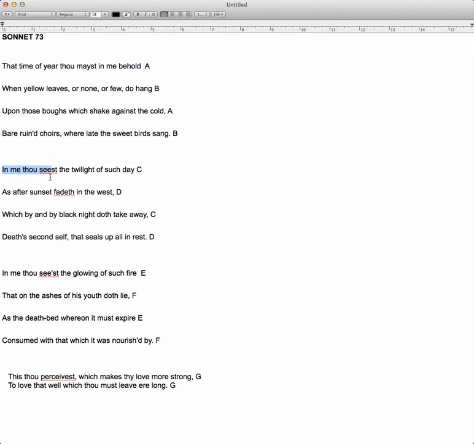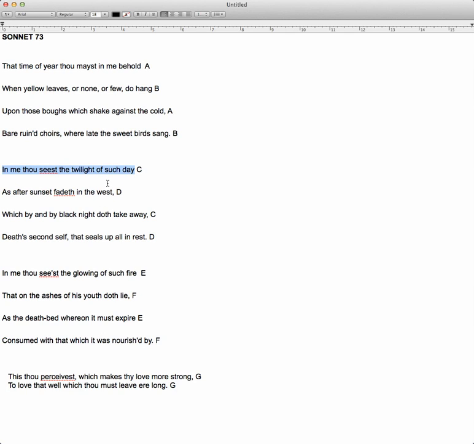Let's look at now the second quatrain. In me thou seest the twilight of such day, as after sunset fadeth in the west, which by and by black night doth take away, death's second self, that seals up all in rest. Okay, so now we're not talking about seasons anymore. So he's not comparing himself to a time of year, but now it looks like he's comparing himself to a time of day. So now, instead of seeing a time of year in me, now in me you see the twilight of such day.